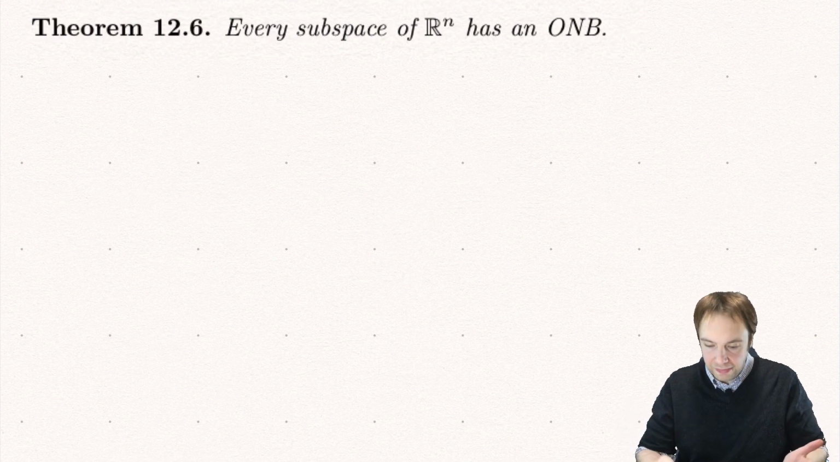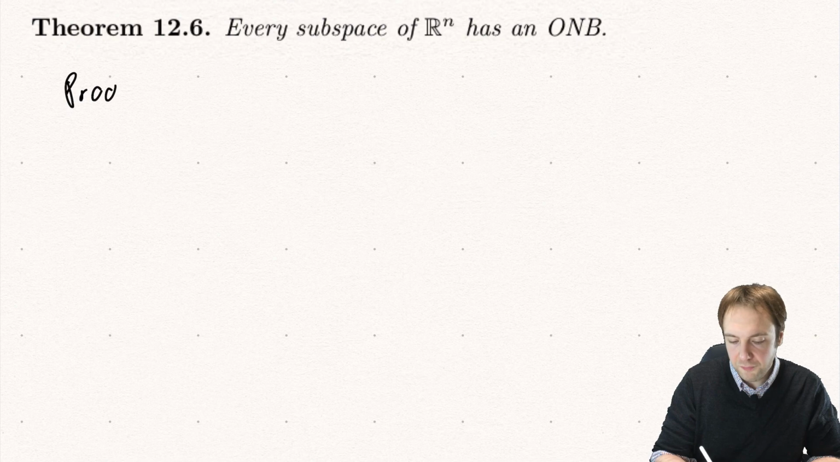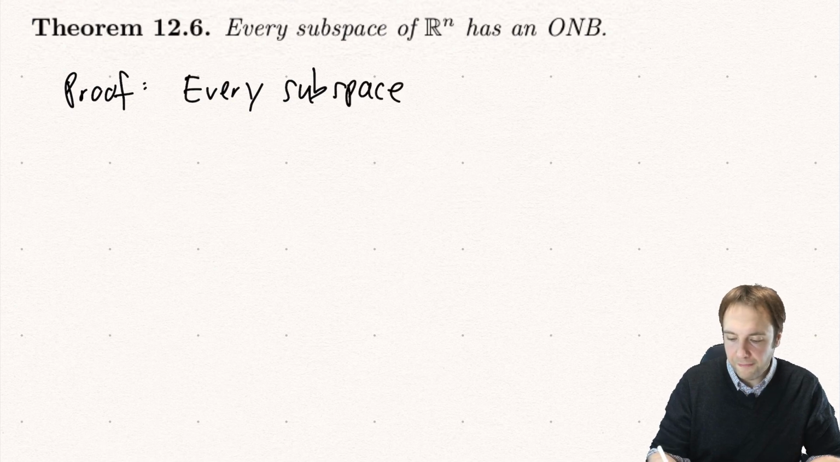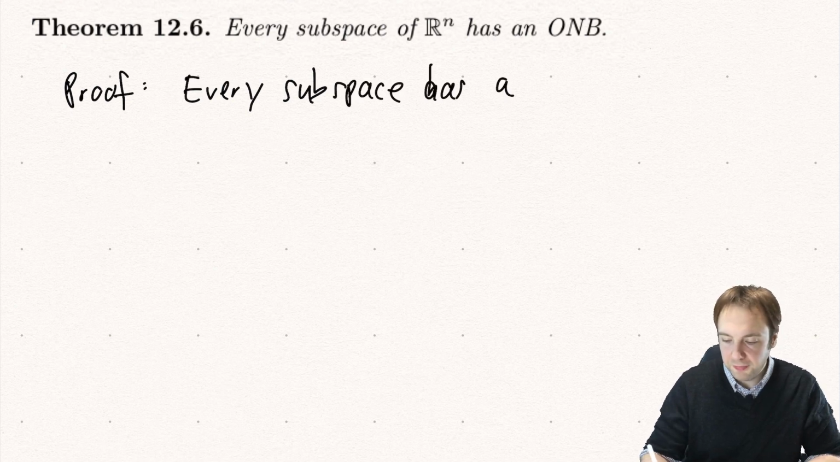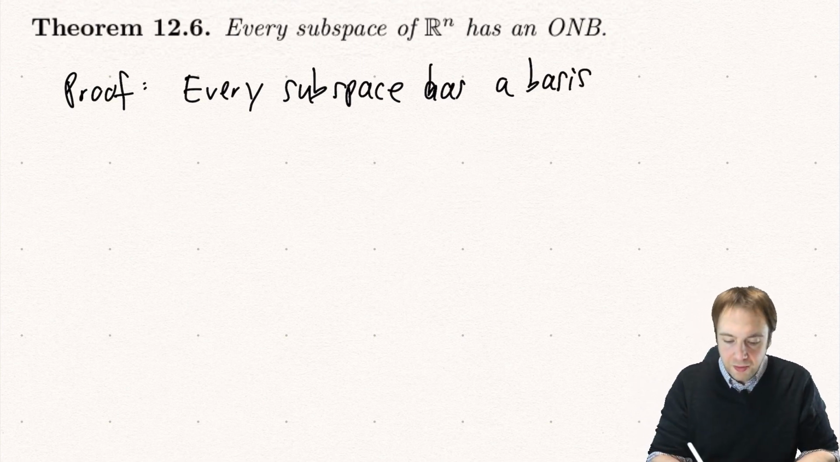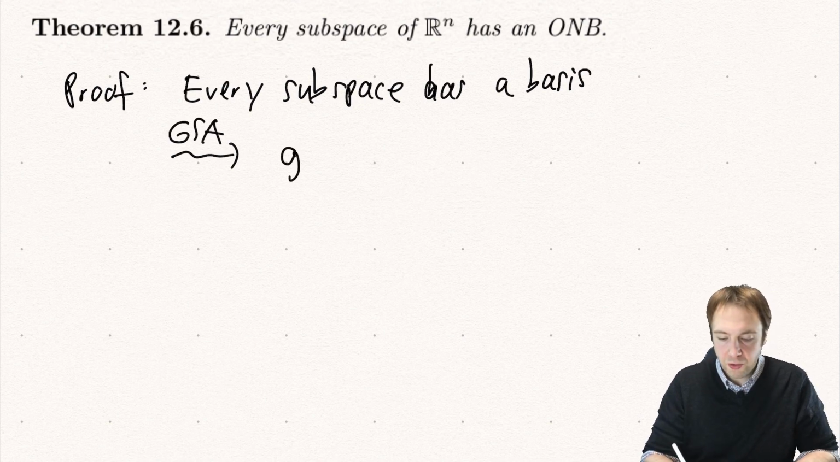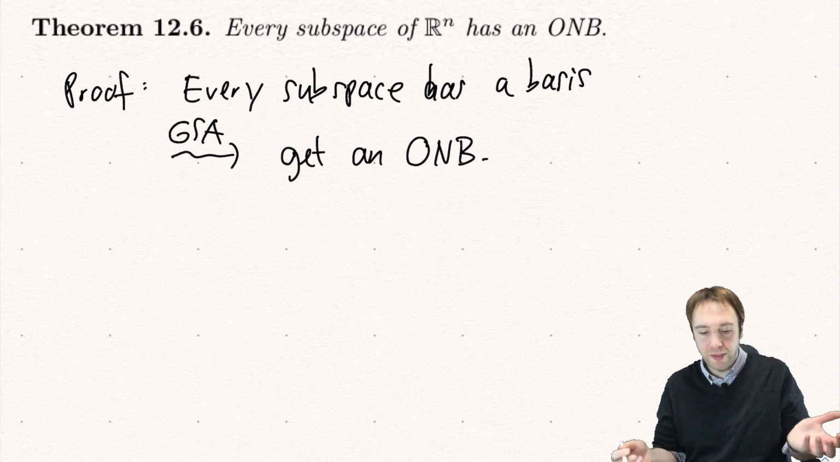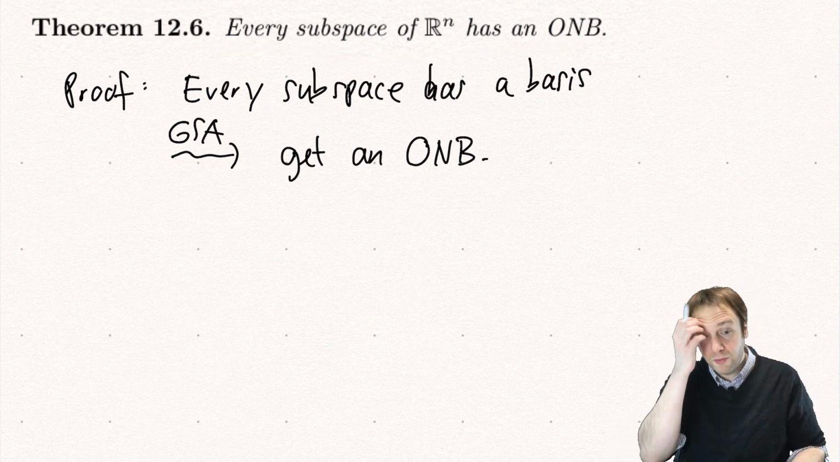And this is clear because we learned, so proof, we learned every subspace has a basis, an arbitrary basis, which doesn't need to be orthonormal. But then, if we use this Gram-Schmidt algorithm, we can always get an orthonormal basis out of this arbitrary basis. And therefore every subspace has an orthonormal basis.